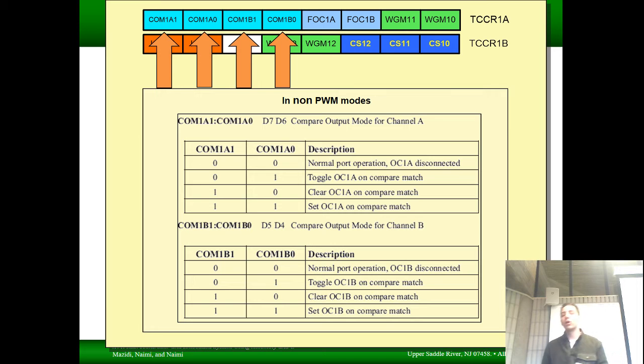Okay, so if we're generating waveforms, it is almost as simple as setting up an interrupt. I say that because we do some setup and then we leave it alone.